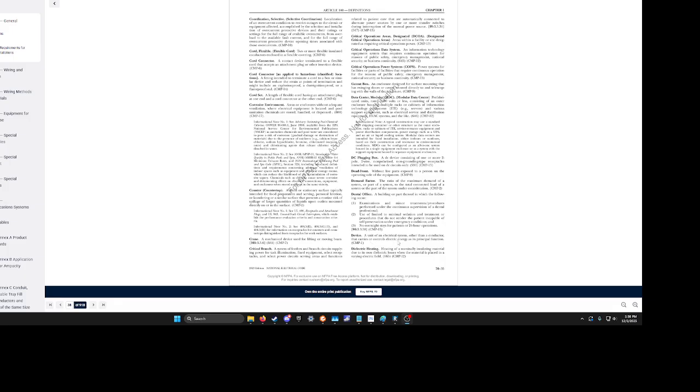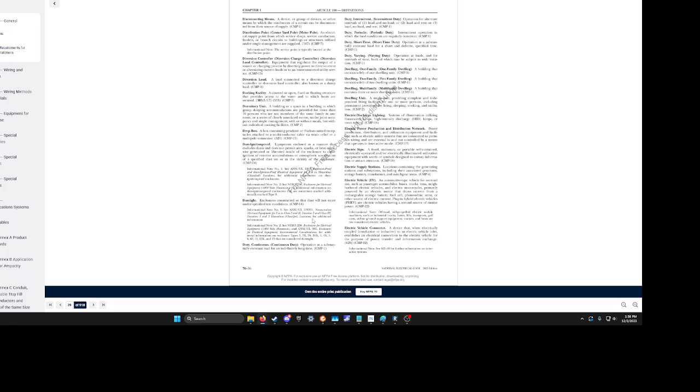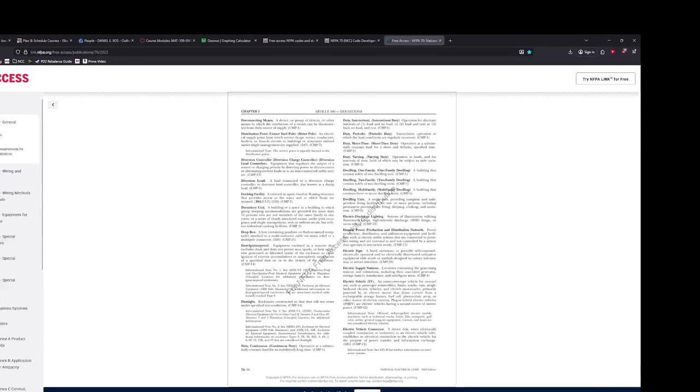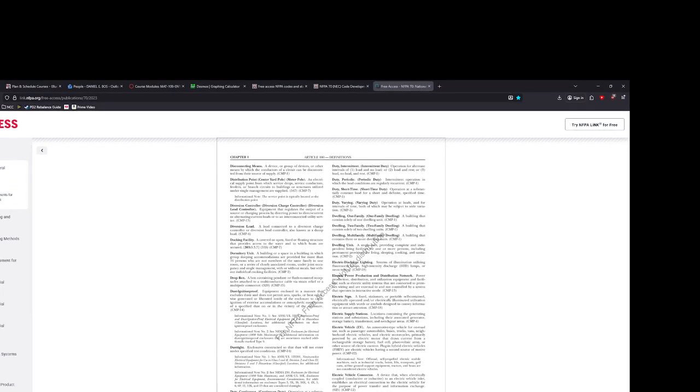Device: a unit of an electrical system, other than a conductor, that carries or controls electric energy. So, for example, a switch is a device. Your overcurrent device is quite obviously a device, stuff like that. Pulling up here, disconnecting means: a device or group of devices or other means by which the conductors of a circuit can be disconnected from their source of supply. So, your overcurrent device, your switch, a lever, pole, arm, stuff like that.